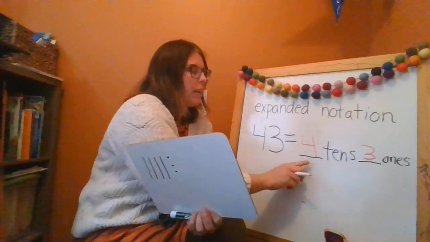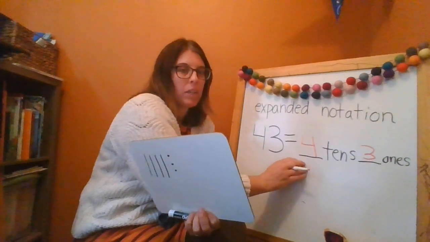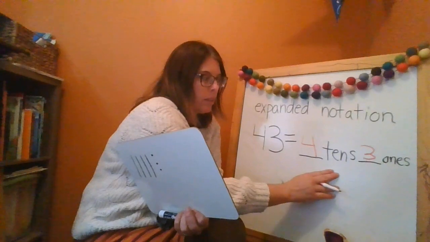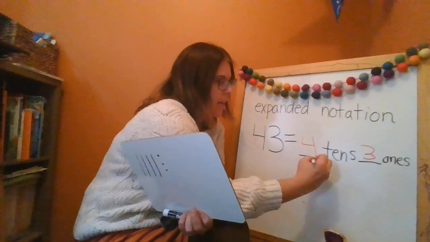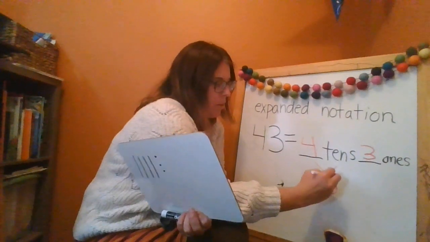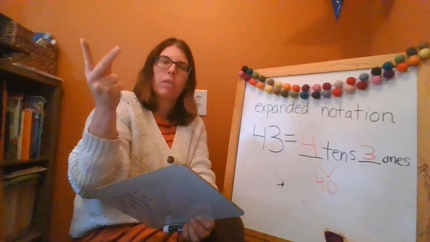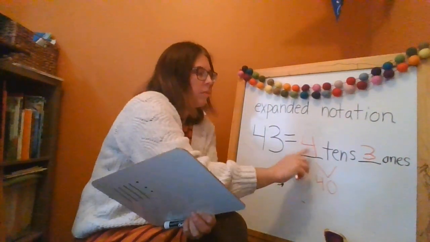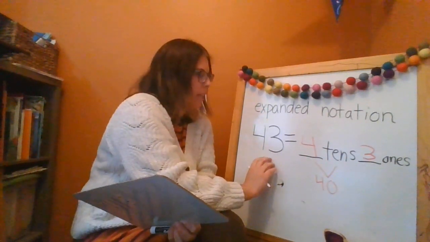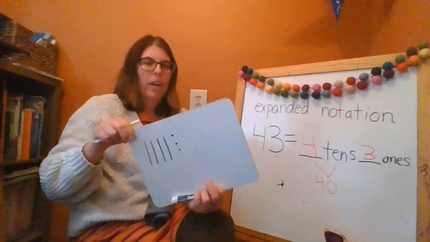Now this is different from yesterday. Yesterday we were saying the value of the tens, and we said 40 plus 3. Today we're doing 4 tens, because we know the value of 4 tens is 40, right? We know that because 10, 20, 30, 40. But 4 tens, 3 ones. If you put 4 tens and 3 ones together, you get 43.